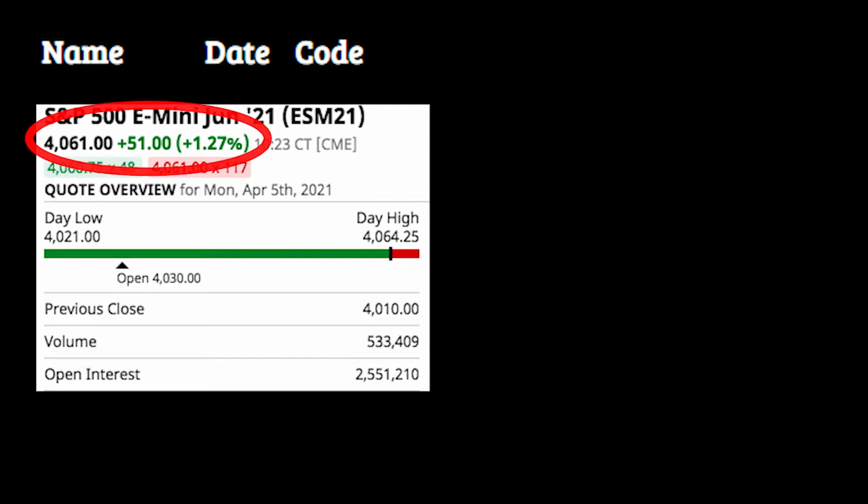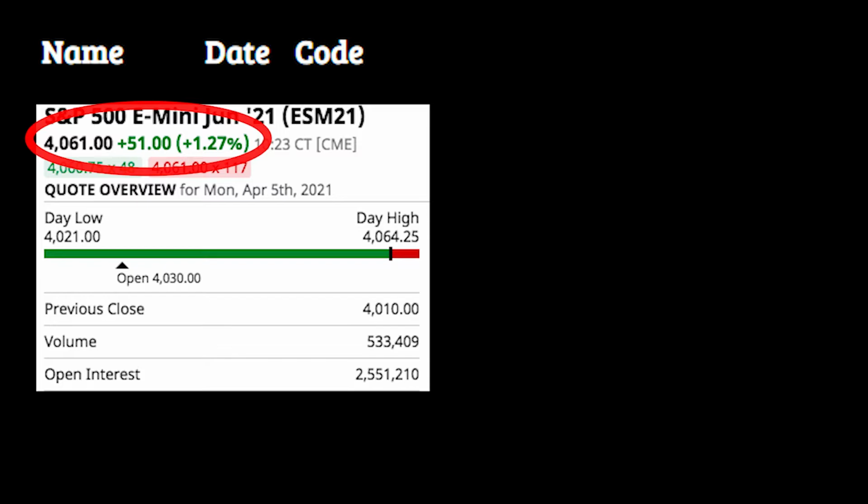Okay, let's go to the second line right here. 4,061. This is the current value or price for this specific contract. Notice how there's no dollar sign. Well, that's actually because this is not measured in dollars. This is measured in points. But don't worry about that now. We can cover that later. You just got to know right now that the current value or price of this particular contract is 4,061 points.